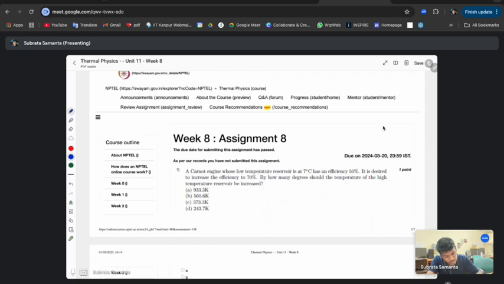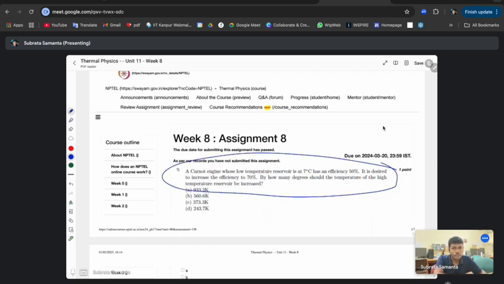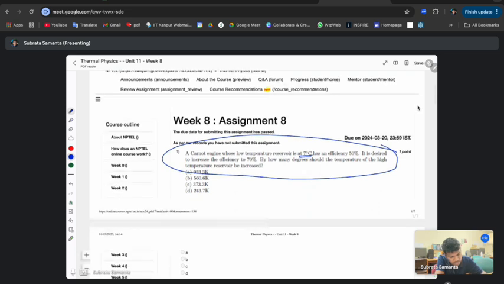A Carnot engine whose low temperature reservoir is at 7 degrees centigrade has an efficiency of 50%. So TL, 7 degrees centigrade, if you convert to Kelvin, becomes 280 Kelvin. This is the low temperature, and the efficiency eta is 50%, that means 0.5.